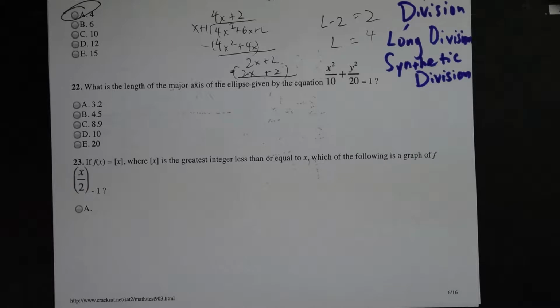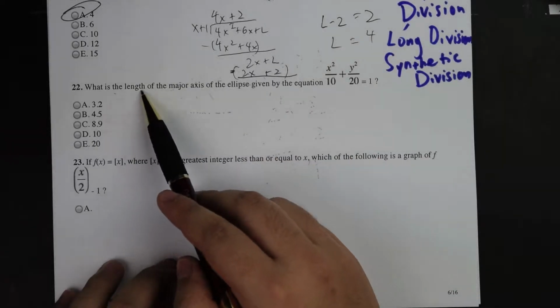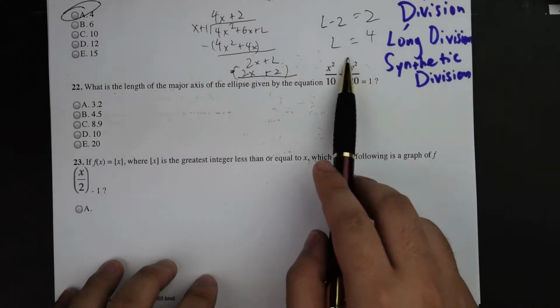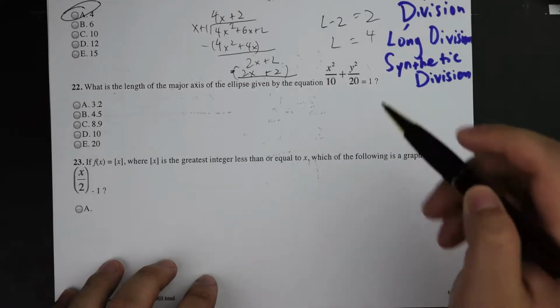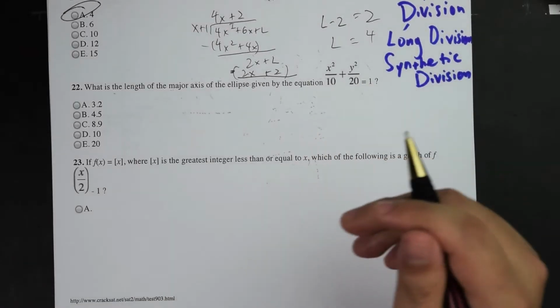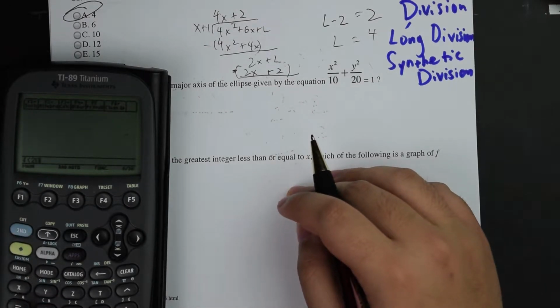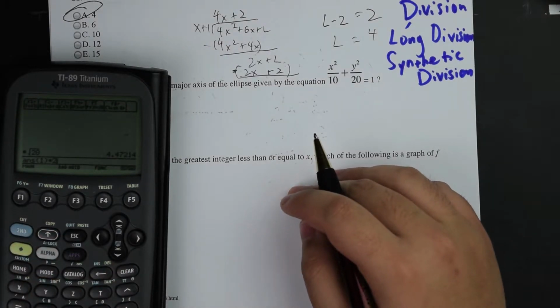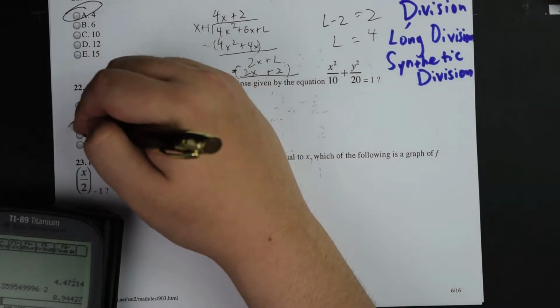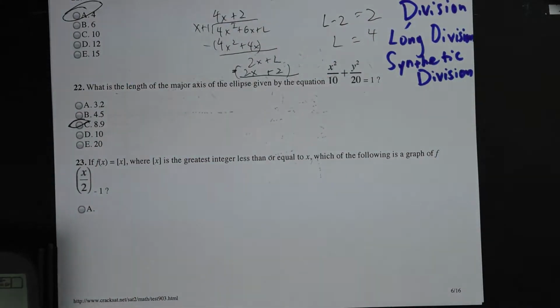Usually when I do these type of questions, I go over them real quick and then I explain in depth how to do the question. So I'm going to go ahead and get started. For number 22, what's the length of the major axis of the ellipse given by this equation? Okay, so I'm going to need a calculator for this. My final answer for number 22 is going to be C. And now I'm going to explain to you how to do this question.